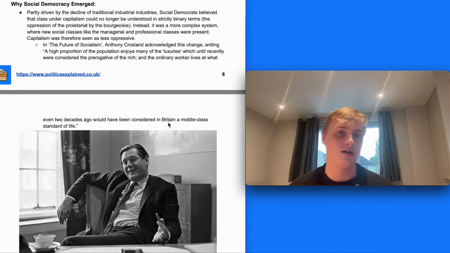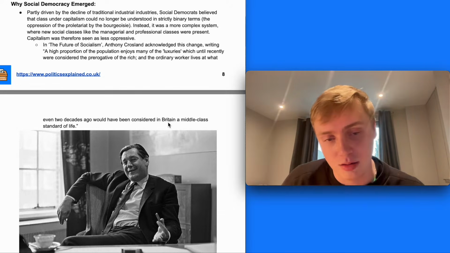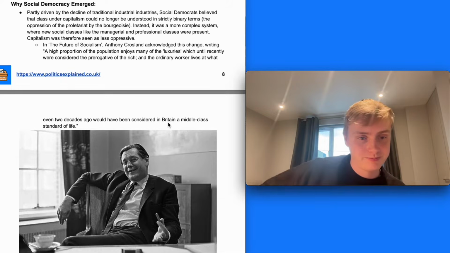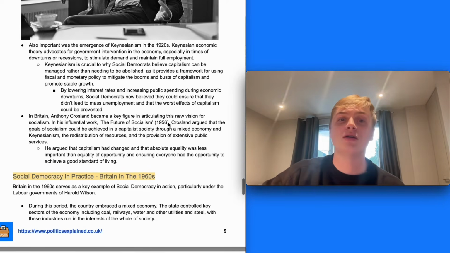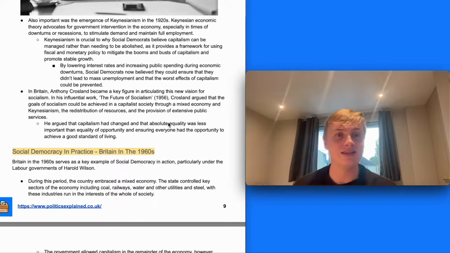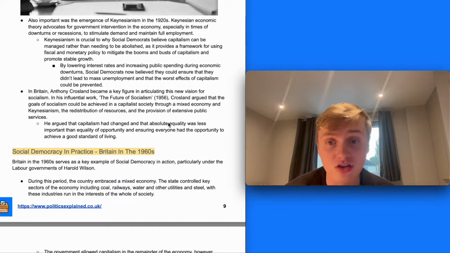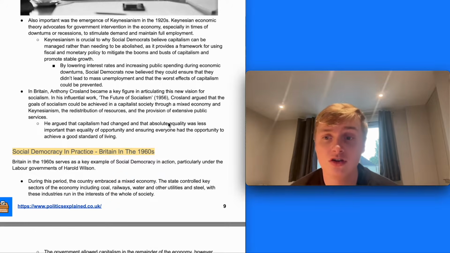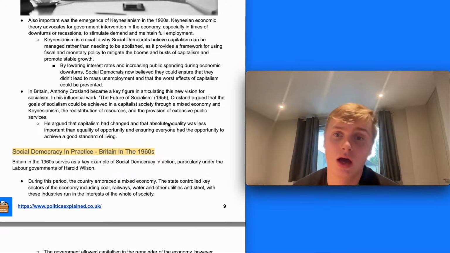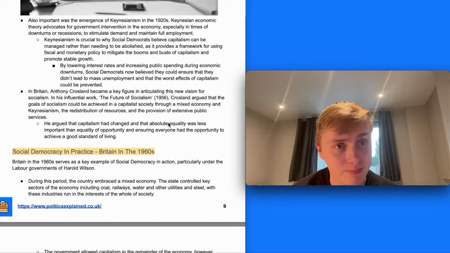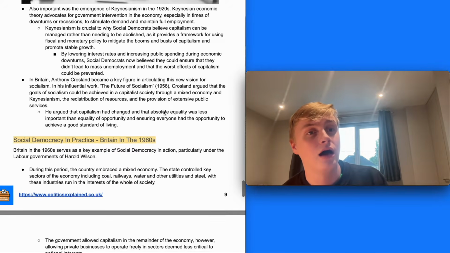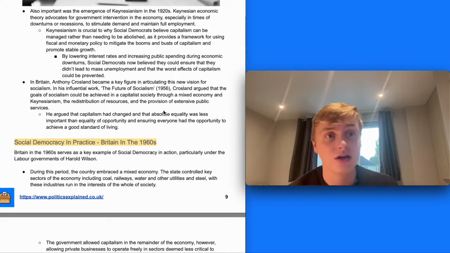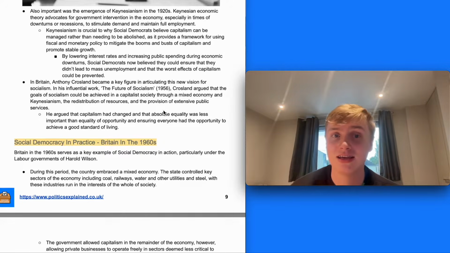So he didn't see it as capitalism inevitably producing worsening and worsening inequality and the oppression of one class by the other. Also really important was the emergence of Keynesianism in the 1920s, which they believed was important to allowing capitalism to now be managed to pursue the key goals of socialism, rather than capitalism inevitably producing oppression and inequality. So they believed that rather than it needing to be abolished, it could be managed through fiscal and monetary policy to mitigate the booms and busts of capitalism.